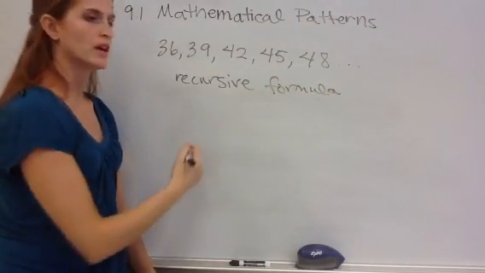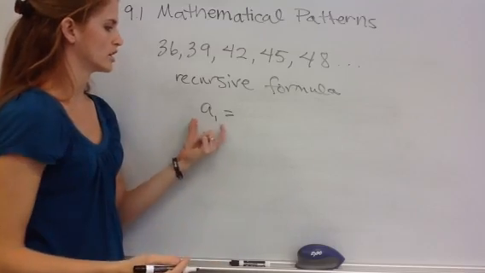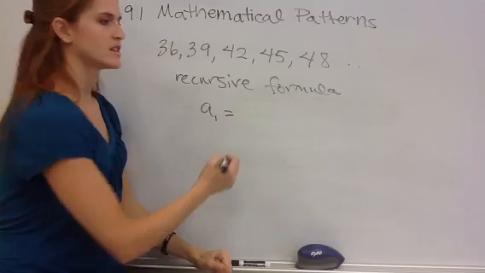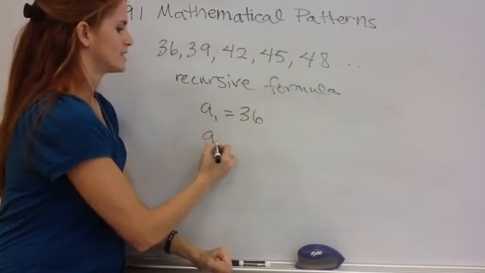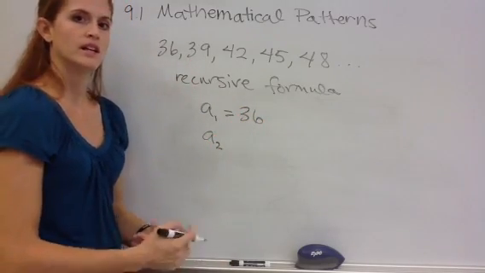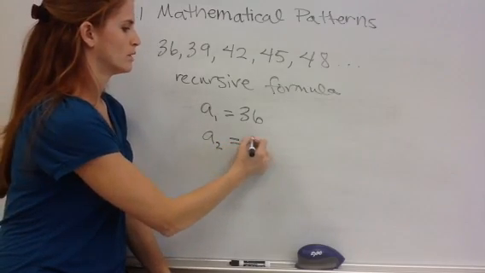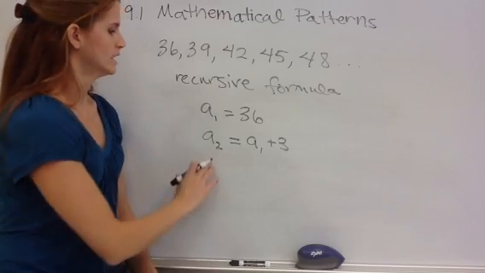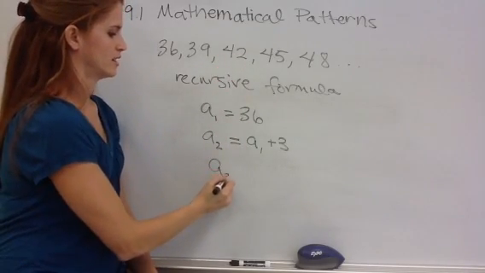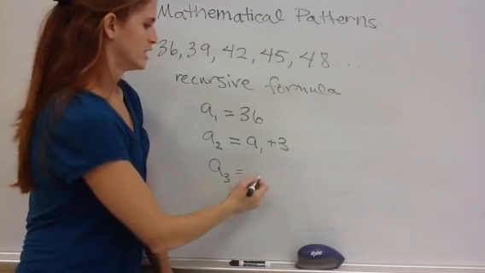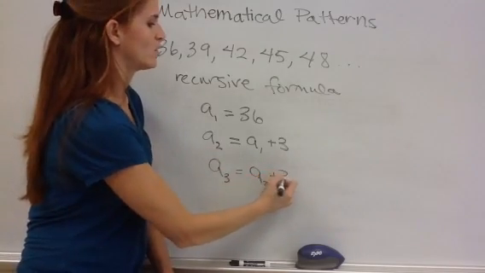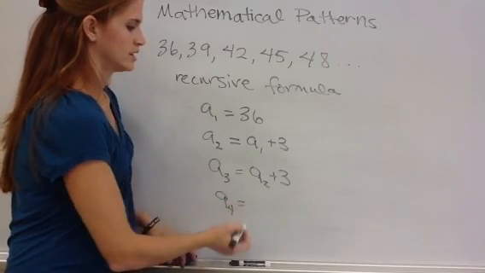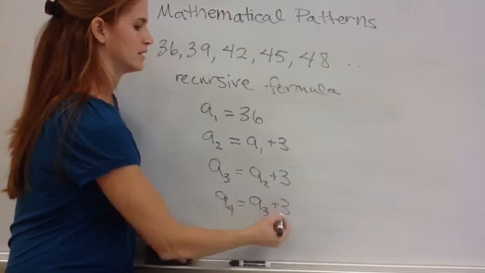To get a recursive formula, we need to think about a sub 1. Where do we start? A sub 1 represents the first term in the sequence, which in this case is 36. A sub 2 represents the second number. Now, how did we get a sub 2? Well, we took a sub 1. Hopefully you noticed that we added 3. Okay? How do we get a sub 3? How do we get the next one? Well, you take a sub 2, the number you had before, and you add 3 to it. A sub 4, you're going to take a sub 3 and again add 3.